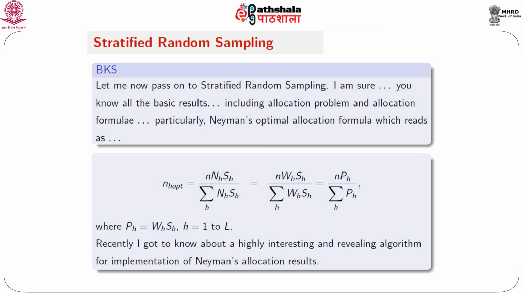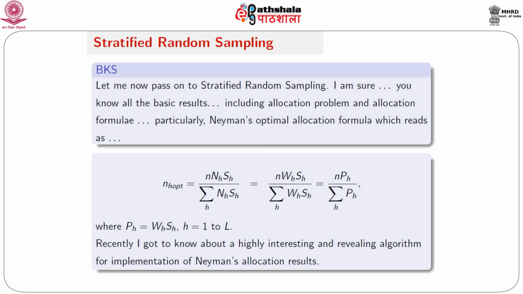I am sure you know all the basic results, including the allocation problem and allocation formulae, particularly Neyman's optimal allocation. As we know, that reads like N_h opt equal to N N_h S_h over summation N_h S_h. That can also be expressed as N W_h S_h over summation W_h S_h, which we write as N P_h over summation P_h, P_h being equal to W_h S_h.